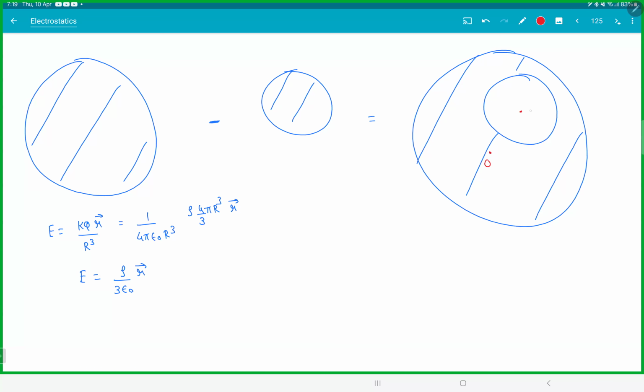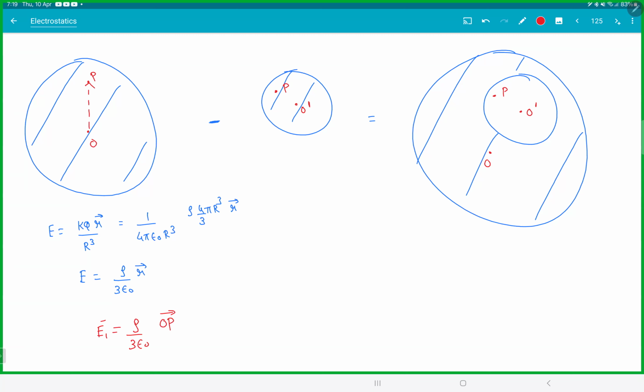Now look at this. This is O. This is O dash. This is some random point P. You want to find the field here. So in the picture, this will be O and this will be P. This will be O dash, and this will be P. Make sense? For this guy, the field will be E1, which is rho by 3 epsilon. R bar is nothing but OP bar. Understood?